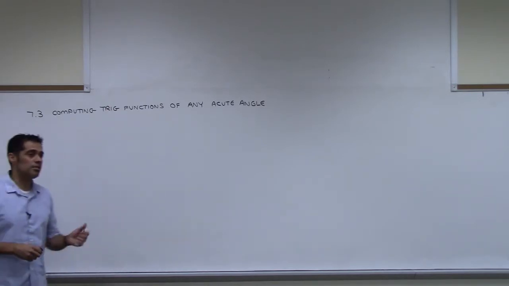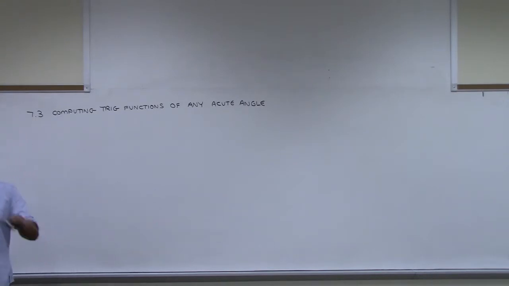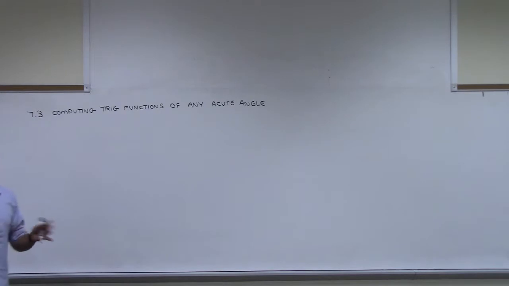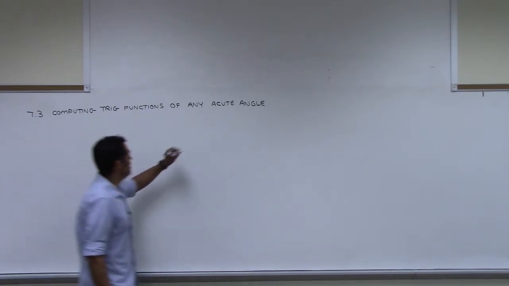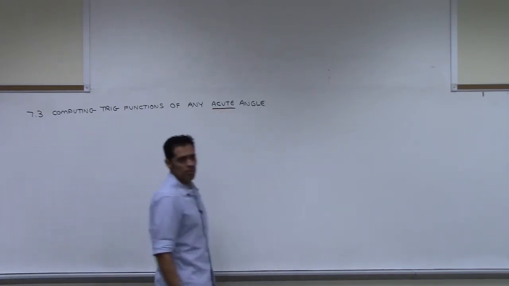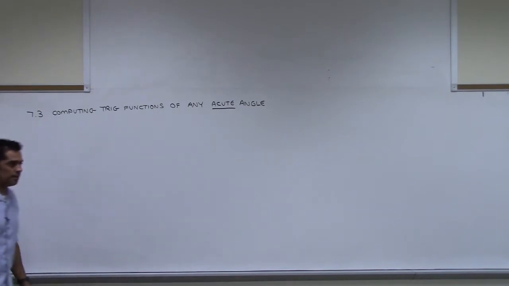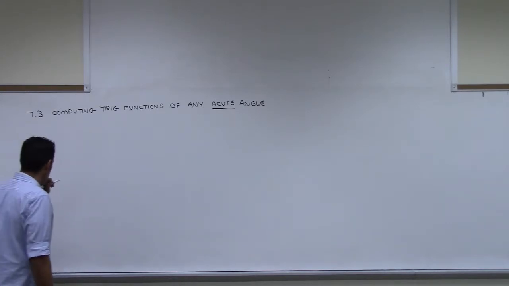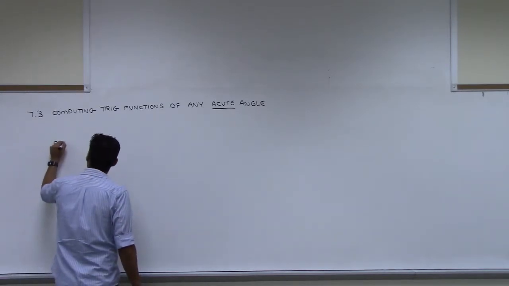We're going to start off with the common angles, and after we do the common angles, we'll go to the more general, just any angle. But today, we're staying with acute angles. We will move out of acute angles next week. Acute meaning between 0 and 90 degrees, or 0 and pi over 2 if you're looking at it in radians. All right, so let's start out with the common angles.